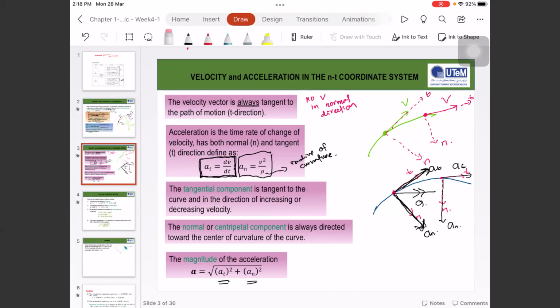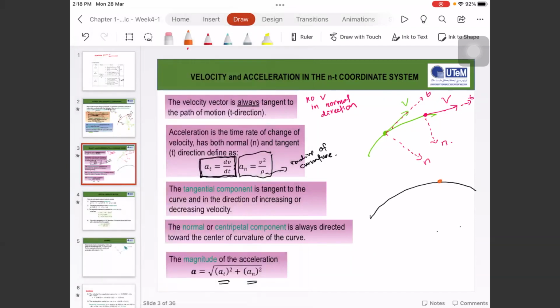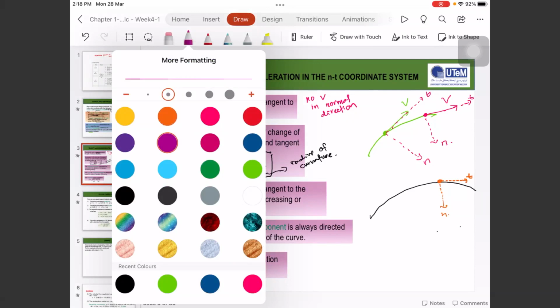Don't be confused, it's the same. Let me give an example. You have this movement, again at the top of the curve. Let's say here. This is tangent, and this is normal. Actually this coordinate system is the same as the XY coordinate system, you can also divide it into XY.